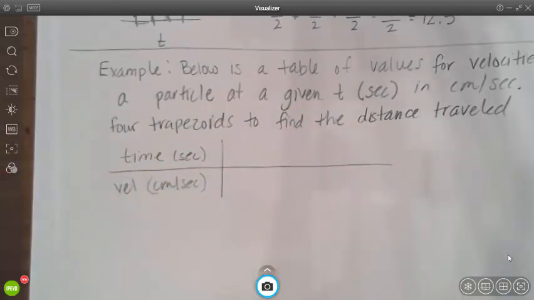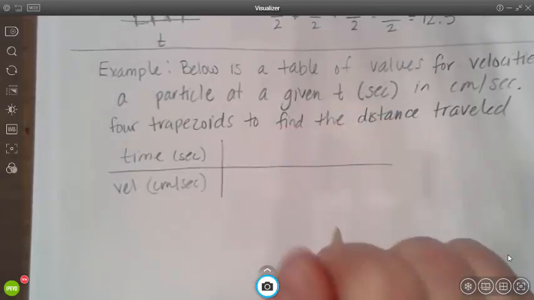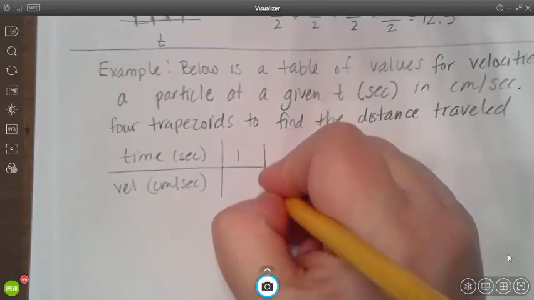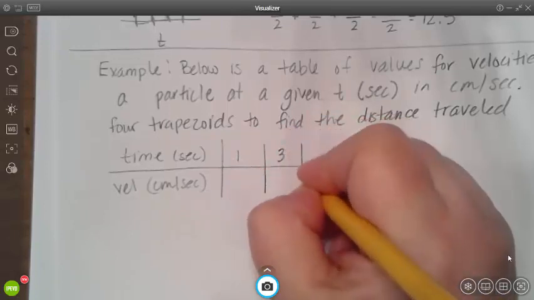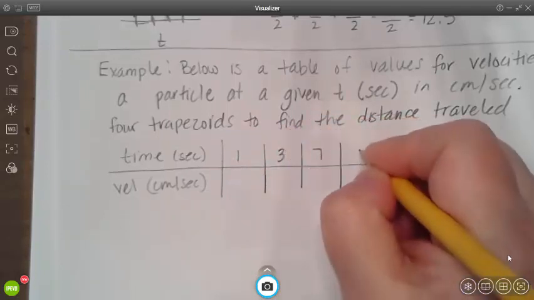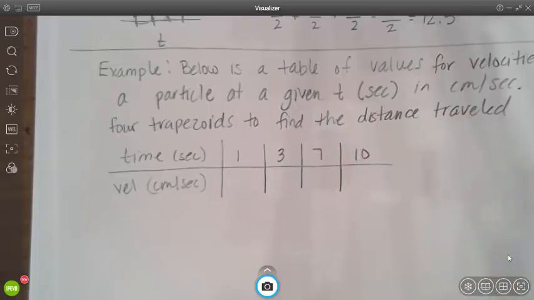Okay, so I would right at this moment ask you guys for some numbers, but since I'm not there, let's do 1, 3, 7, and 10. Okay, so we'll do it in 10 seconds.